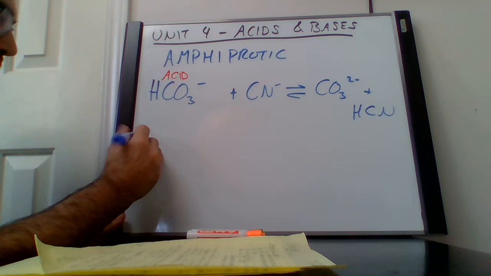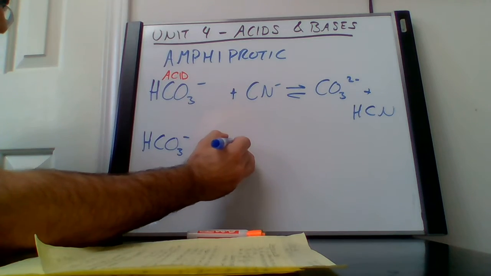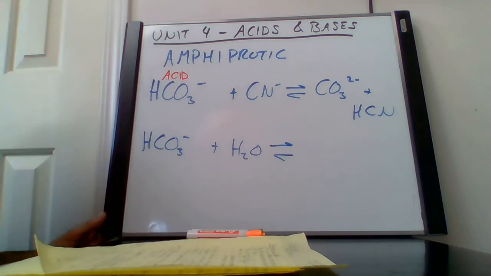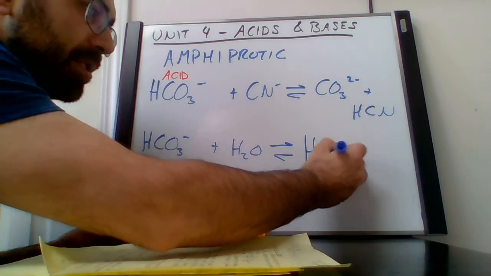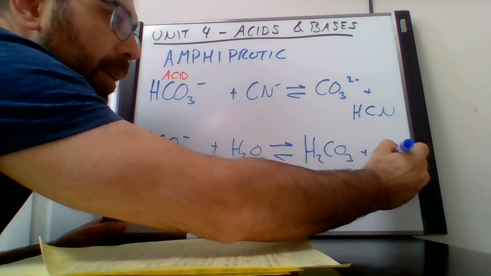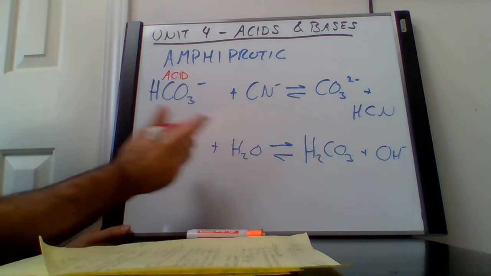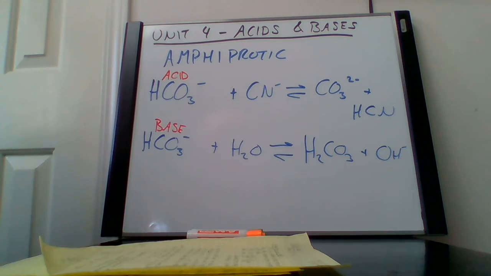Now we've got the other situation, where we've got this HCO3 minus and let's say we threw that into just water. From here we form an equilibrium reaction with H2CO3 and OH minus. In this situation, it's accepting a proton from the water, making it a base. So these amphiprotic substances can act as acids or bases, as we've shown with the water and with the HCO3 minus.